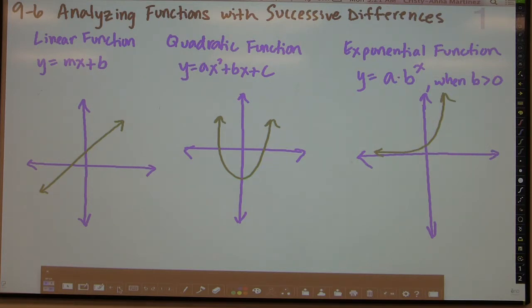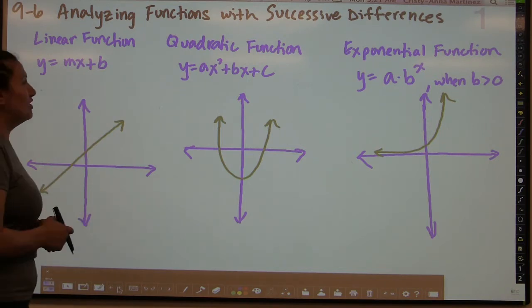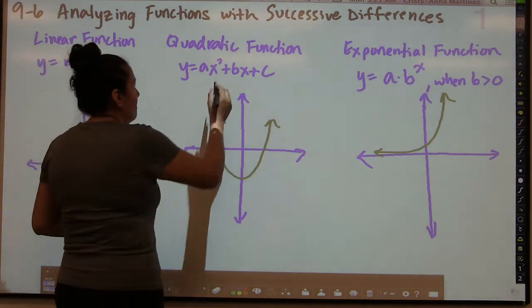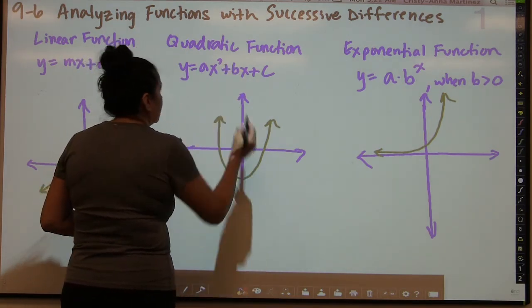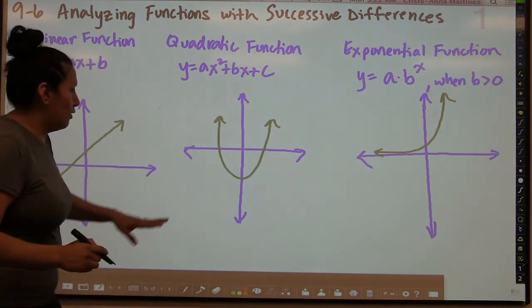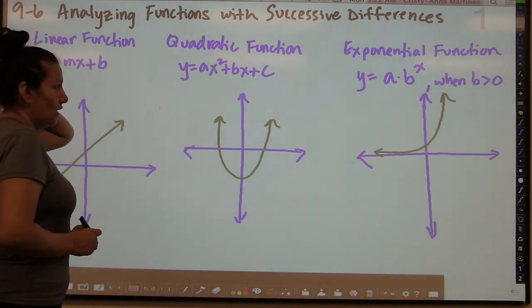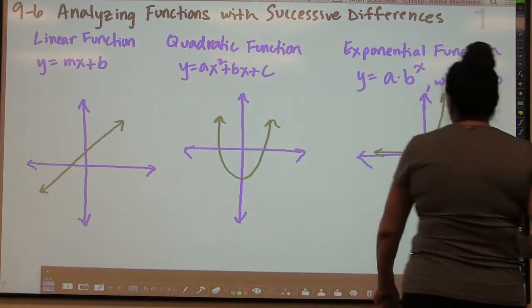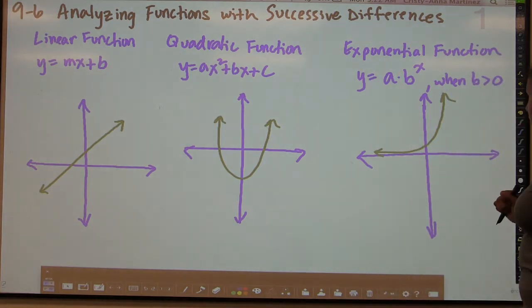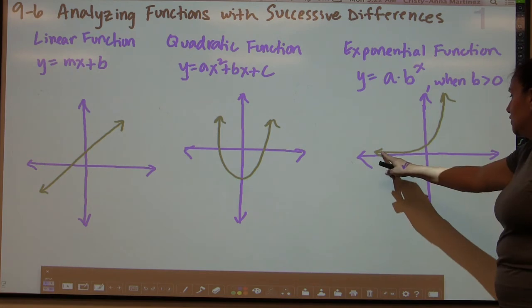Alright, so before we get going with successive differences, I want to just remind you of the three basic functions that we've talked about. A linear function, y equals mx plus b, what the graph looks like, very linear. It's a line, hence linear. Quadratic function, we have y equals ax squared plus bx plus c. And of course that looks like a parabola, which is an umbrella-shaped, U-shaped graph. And then we have, of course, the exponential function, y equals a times b to the x. Of course, b has to be bigger than 0. And that function looks like this.